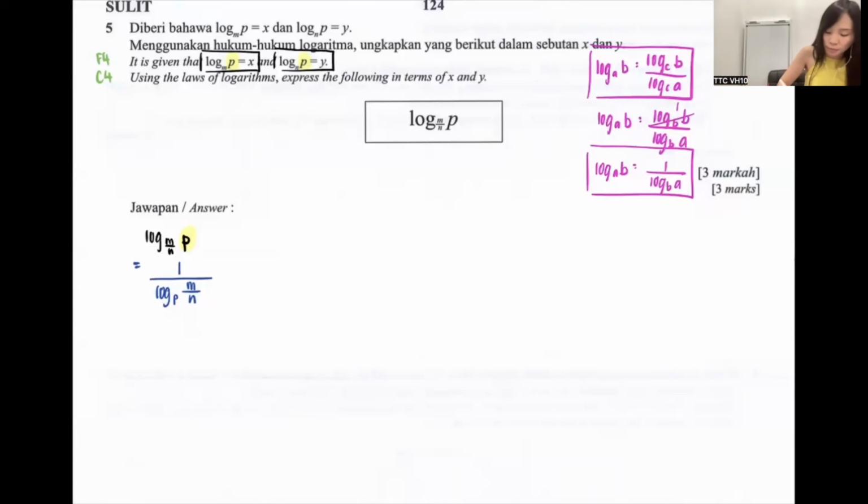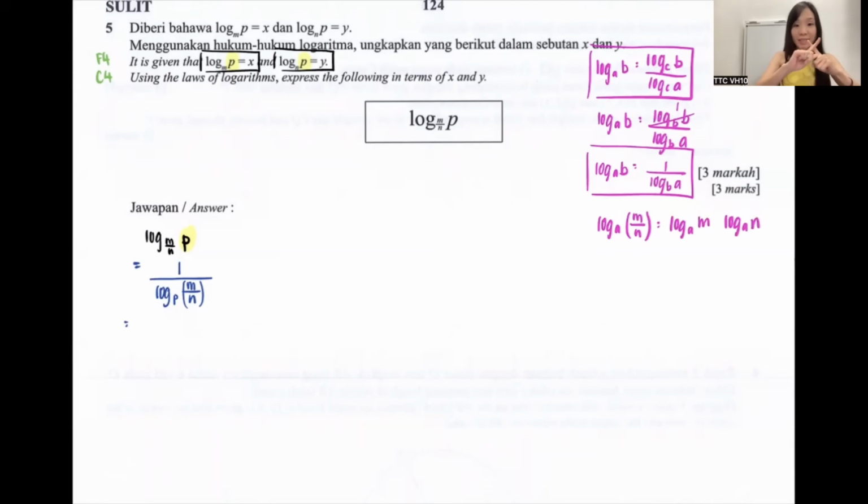And once it becomes base P, I don't want a divide. So with a divide, what can I do? Based on what you learned under the formula paper, you do learn a formula: log A of M divided by N. Whenever they are divided, you can separate it into log A twice, one is M, one is N. Whenever it's times, separate is a plus, but whenever it's divide, separate is always a minus.